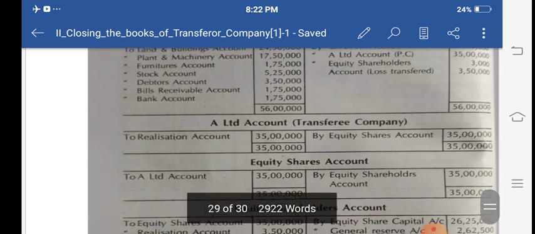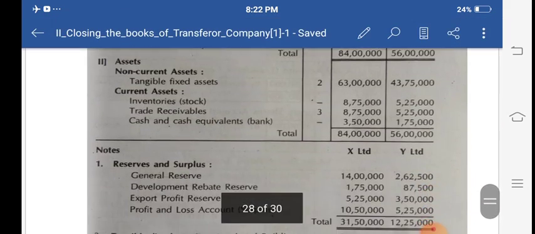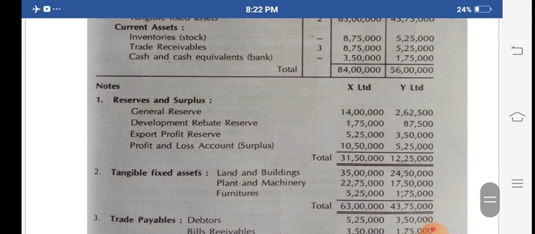Just try to understand the problem. First of all, read the problem carefully and try to understand the notes and all these things. All of you note down this problem in your notebook and try to understand. If you have any query with this, you can ask.